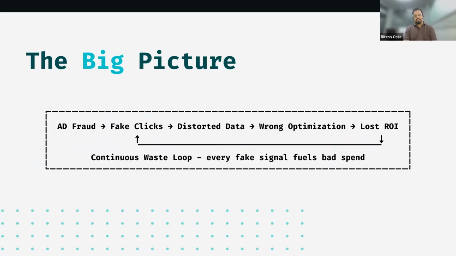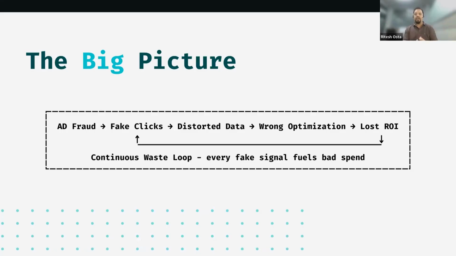So this is how it works. There is ad fraud, which generates fake clicks on your ads: Google, Meta, LinkedIn. Then that creates distorted data in your CRM and your data warehouses. That means you get fake emails and fake contact details and other stuff. Then you work on that data, which is wrong data, leading to wrong optimization. You need to clean it up. So that means extra resources that you need to put, which means extra cost to your company, which also leads to lost ROI.